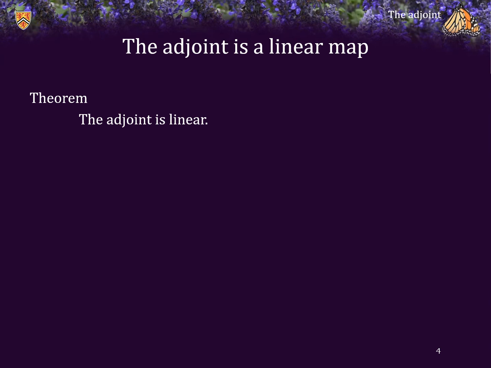Theorem: the adjoint is linear. Proof: well, if we take the adjoint of a linear combination of two vectors v1 and v2, and we take the inner product with a vector u, then that is equal to the inner product of A times u and that linear combination of vectors in V.